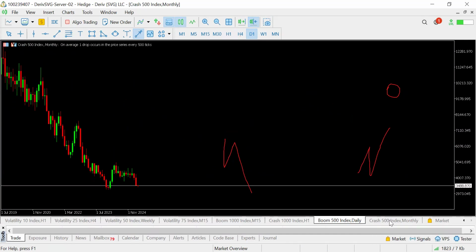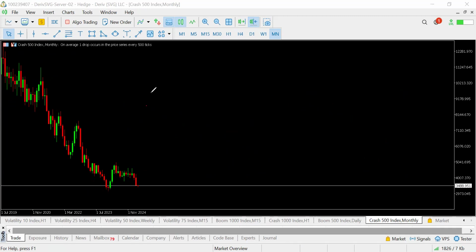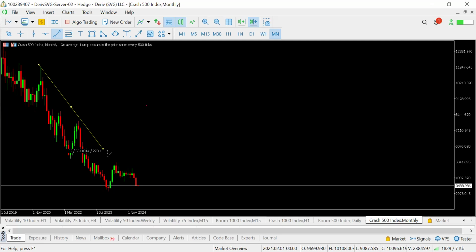Boom 500. So let's look at the last one, Crash 500. Let me take this out. Crash 500 also, just like Crash 1000, is in a massive downtrend that has been trending downwards for long. That's what we can actually get from the monthly time frame.